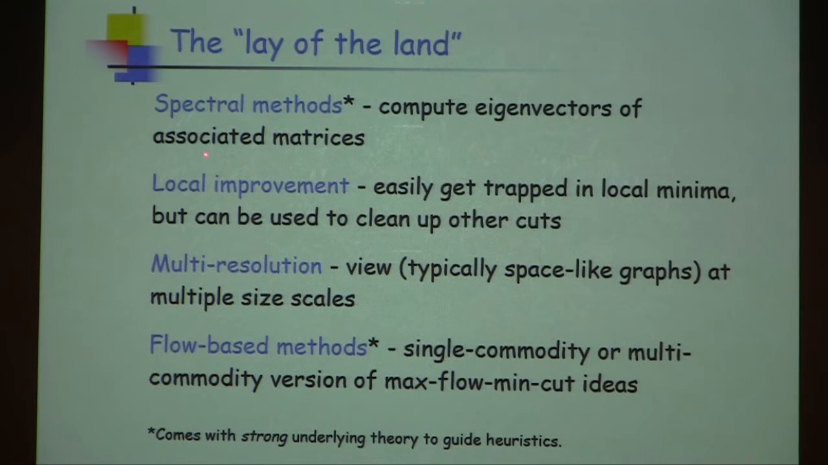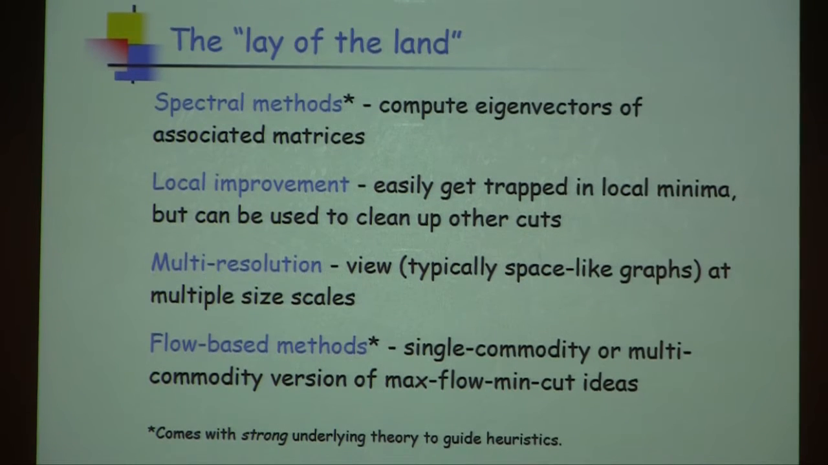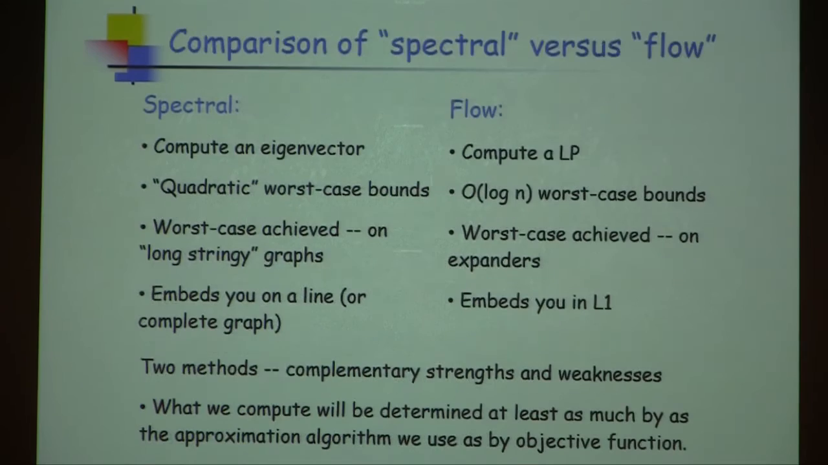Spectral methods compute eigenvectors of certain matrices. You compute an eigenvector and use that eigenvector to partition. There's flow-based methods. These depend on single-commodity or multi-commodity versions of max flow, min cut ideas. Totally different method. No eigenvector, totally different method. Both of these come with very strong theoretical guarantees, and I'll mention them in a minute. If you do vanilla versions of the theory, it doesn't do so well. Local improvement improves the practice. Multi-resolution improves the practice. Lots of things improve the practice. I'm going to not go into those details today.